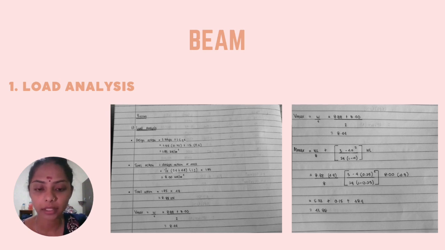So continue with Mmax. Mmax equals WL divided by 8 plus, in brackets, (3 minus 4a² divided by 24)(1 minus a) WL. So the answer is 43.88.